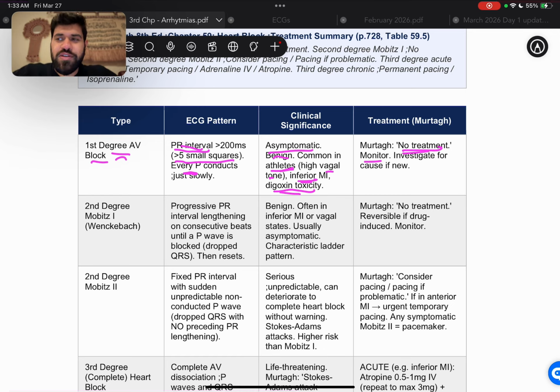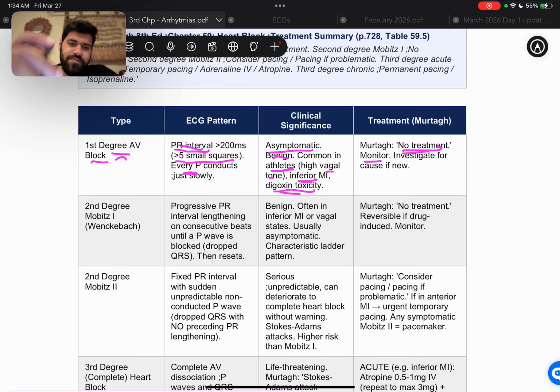Sometimes I've also come across this question while doing the recalls that the finding for the first degree AV block was just incidental. And what do we do for this? If there are no symptoms, we don't do anything, we just monitor the patient. And if the patient does have symptoms, or a history, then we have to investigate what is the cause of this new finding.